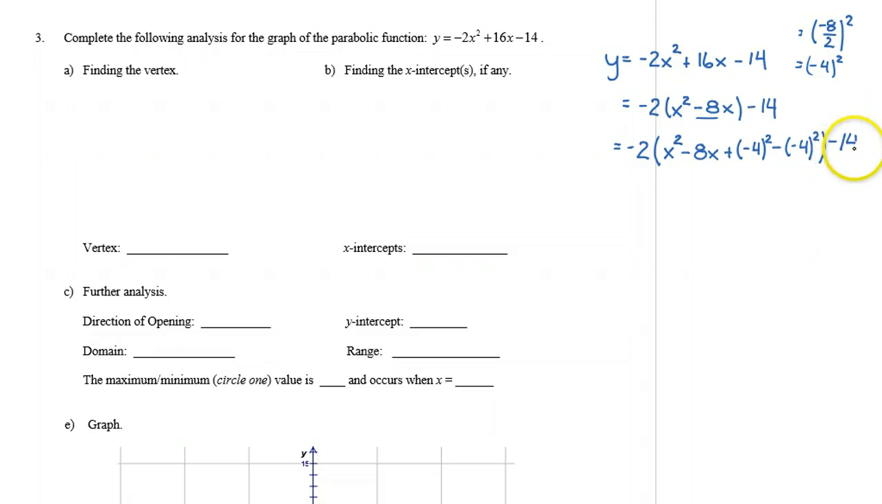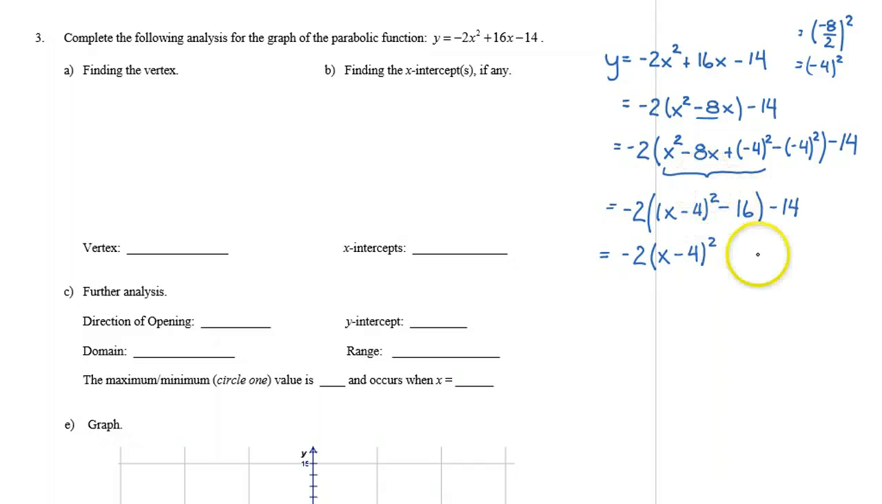What this means is that when I go and complete the square, it's very easy to factor that trinomial. It's going to be x minus 4, squared. We have minus 4 squared, which is 16, and then minus 16, minus 14. So we have negative 2, and we expand these brackets, x minus 4 squared. Negative 2 times negative 16 is going to be plus 32 minus 14. So therefore we have negative 2 times x minus 4 squared plus 18.